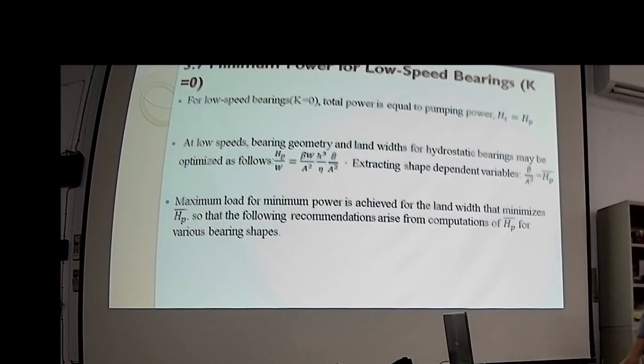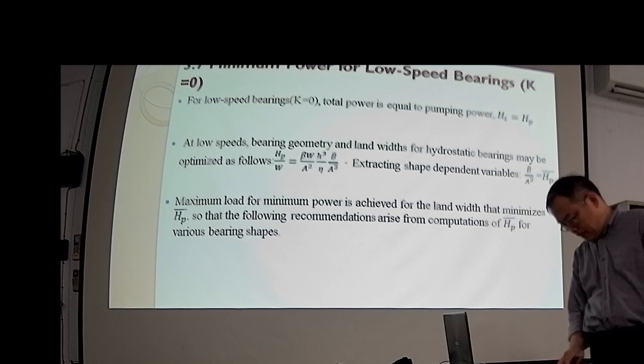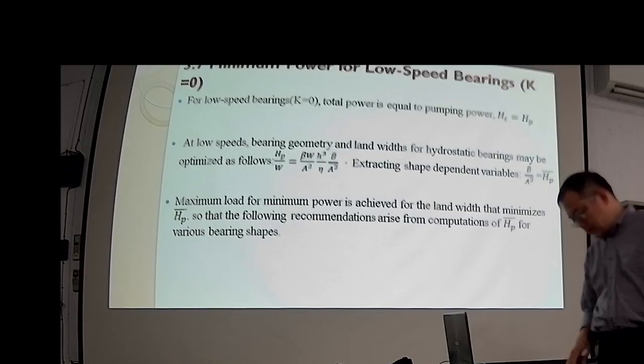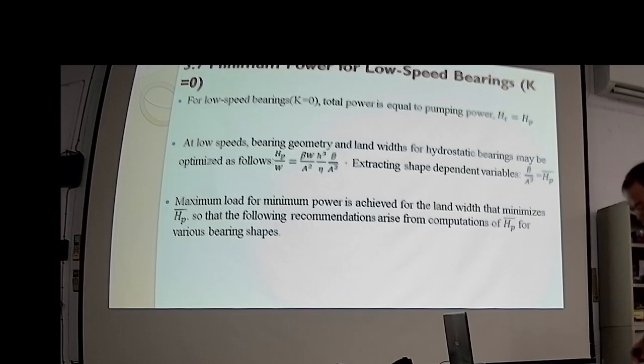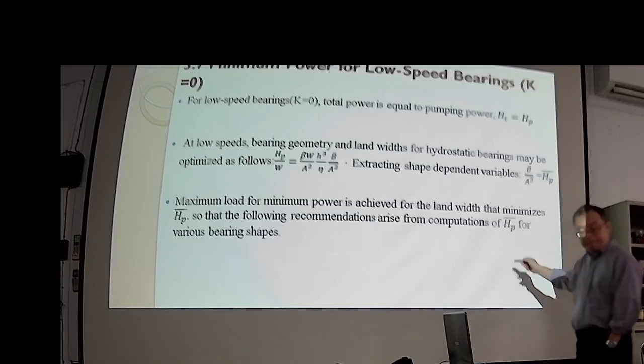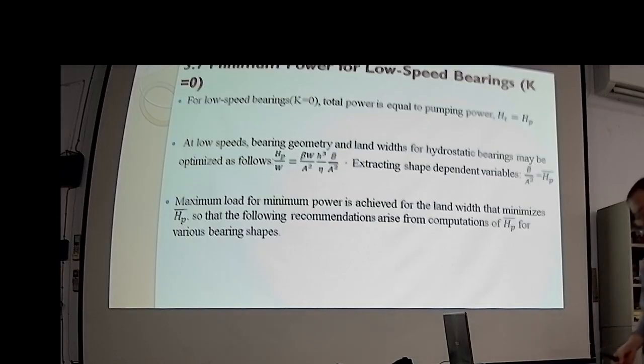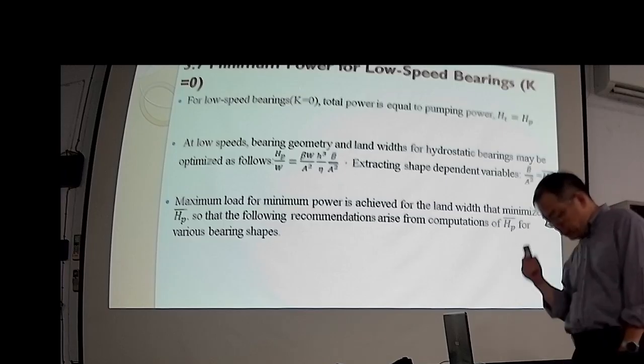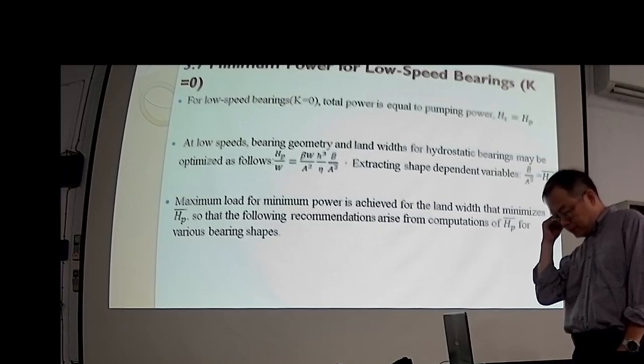Then we have the maximum load for the minimum power. So in other words, we can minimize the HB bar. This you can see in your textbook page 53.